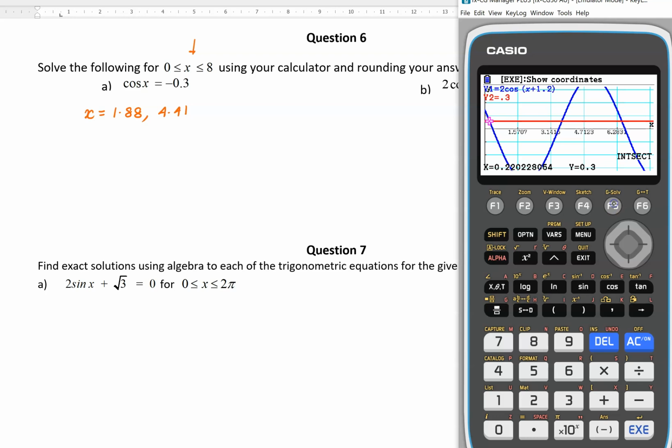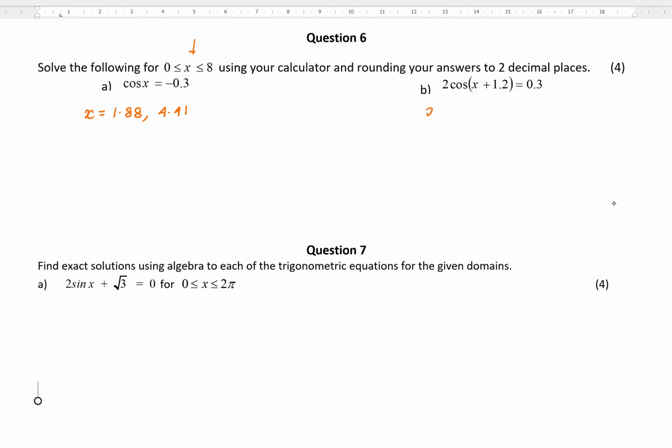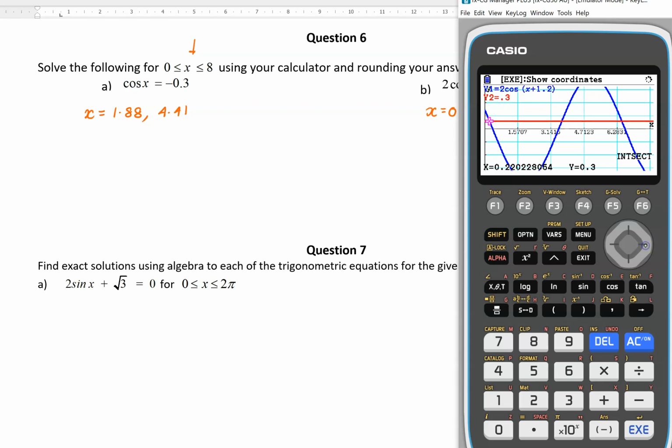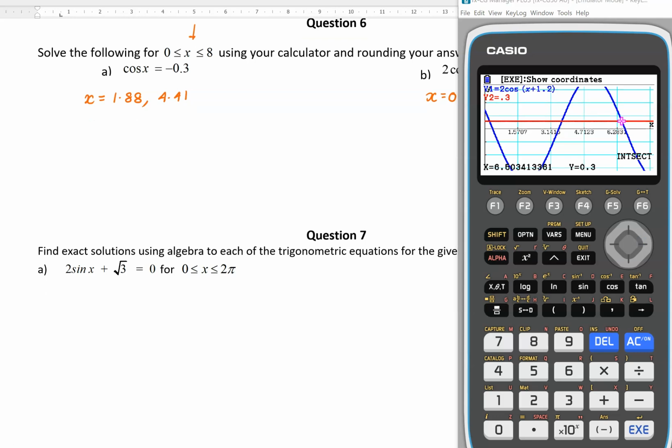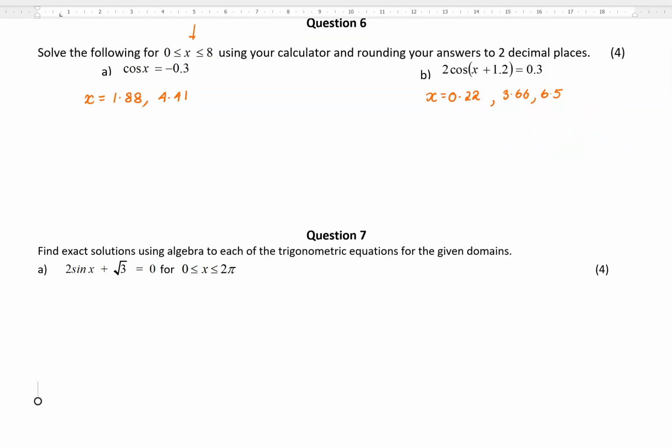So G solve intersection. Okay, so 0.22. We won't waste time. You can see 3.66 and 6.5. So know how to use your calculator. It's really going to save you a whole lot of time.